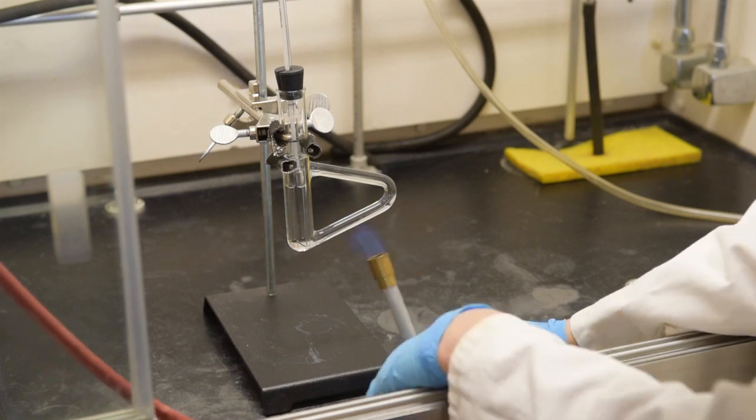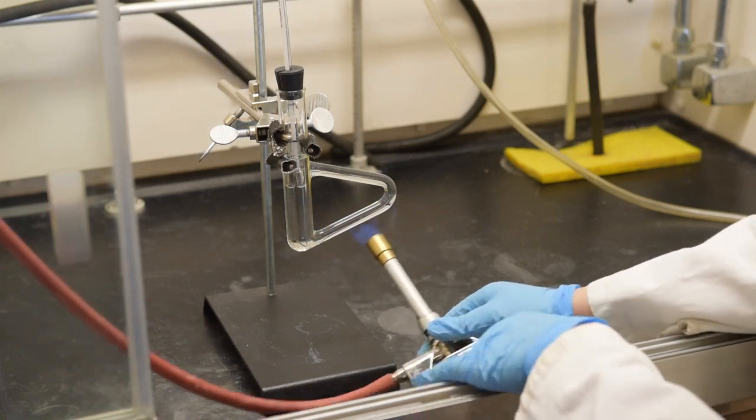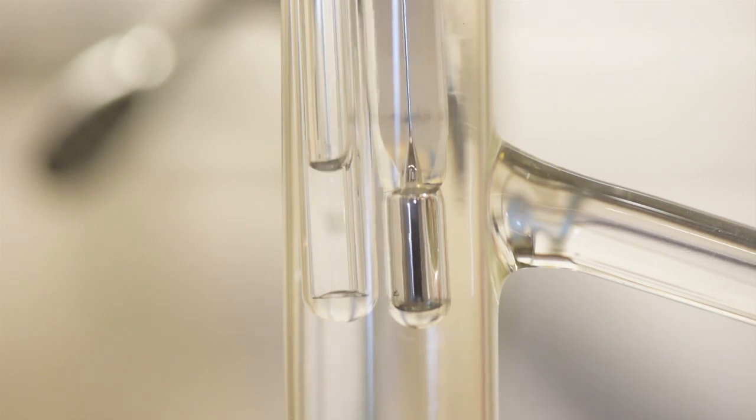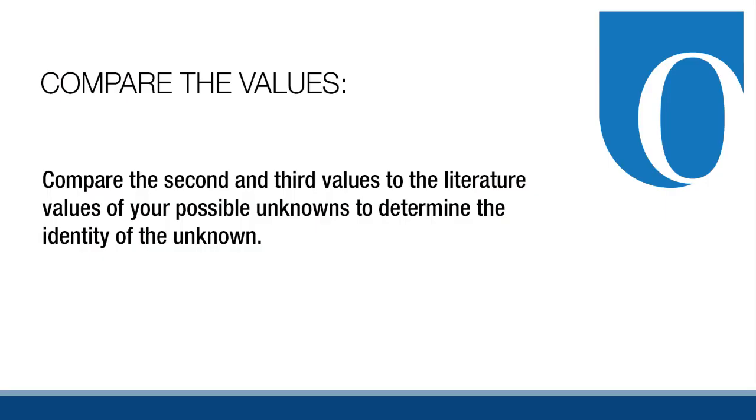Resume heating of the tube, but this time at a slower rate than the first heating. Record a third temperature at which a steady stream of bubbles begins to evolve from the bell tube. Compare the second and third values to the literature values of your possible unknowns to determine the identity of the unknown.